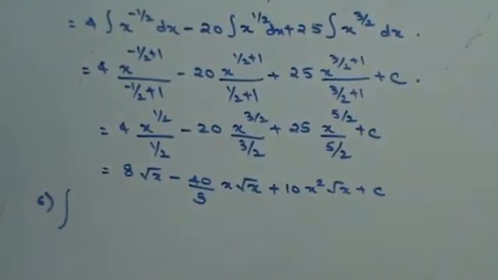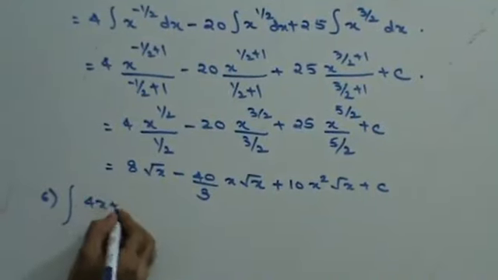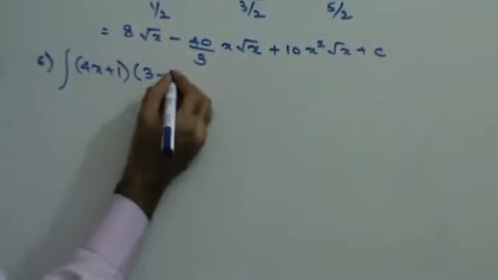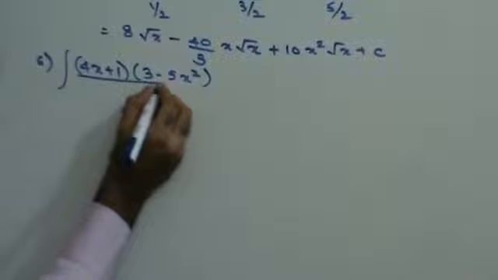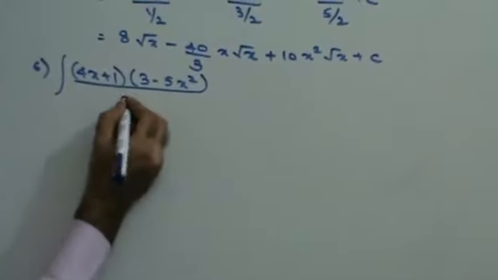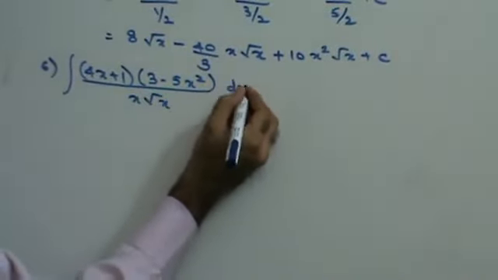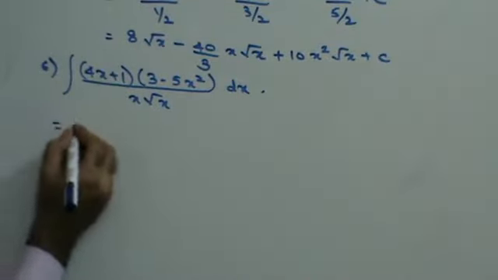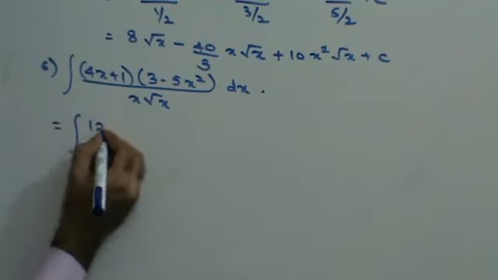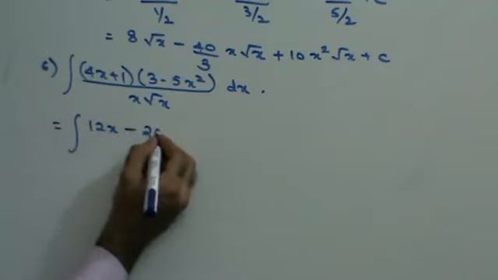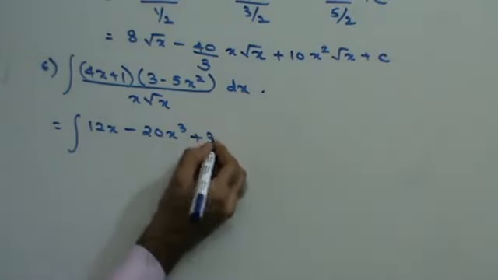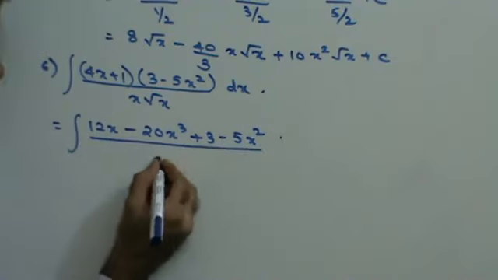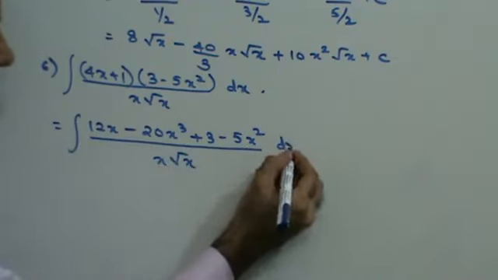Integral of (4x plus 1) into (3 minus 5x square) upon x root x with respect to x, right? Let us see the sum. Now first let us expand this. This is going to be 4 3s are 12x minus 4 5s are 20x cube plus 3 minus 5x square upon x root x with respect to x.